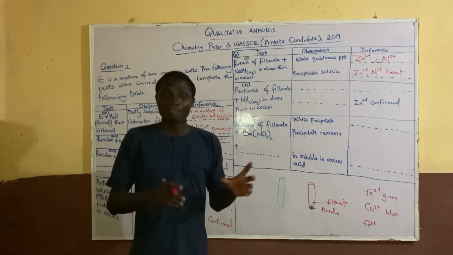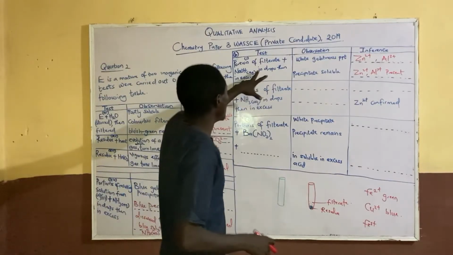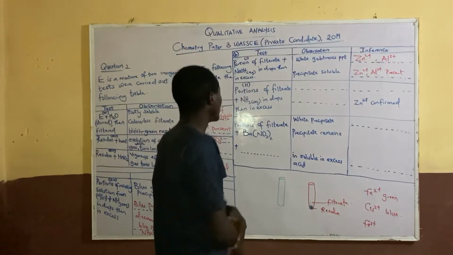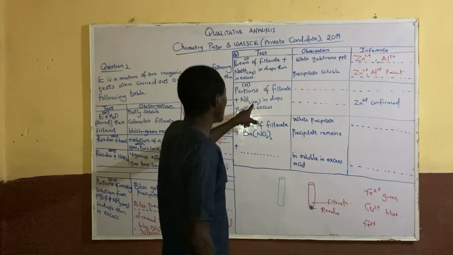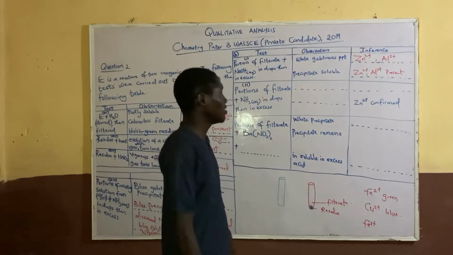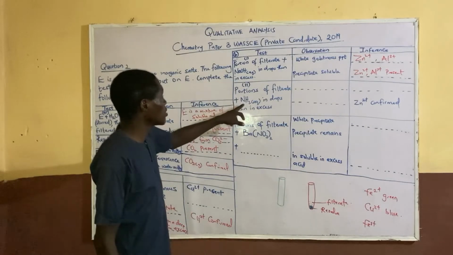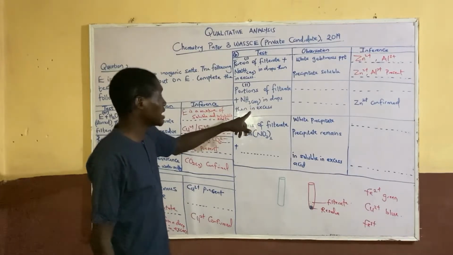So because they form white gelatinous precipitate with sodium hydroxide in drops and in excess. Now portion of the filtrate plus aqueous ammonia in drops, then in excess. Now, portion of the filtrate plus aqueous ammonia in drops, then in excess. What do we observe?